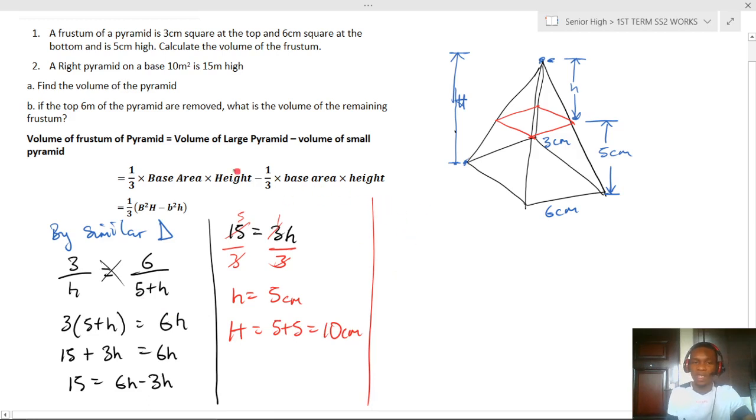Now that we know this, we can then use our formula to solve. What's our formula saying? It says that to get the volume of the frustum of a pyramid, we first get the volume of the large pyramid. And what's the volume of the large pyramid? It is 1/3 times the big base area times the big height. So let's do the volume of the large pyramid.